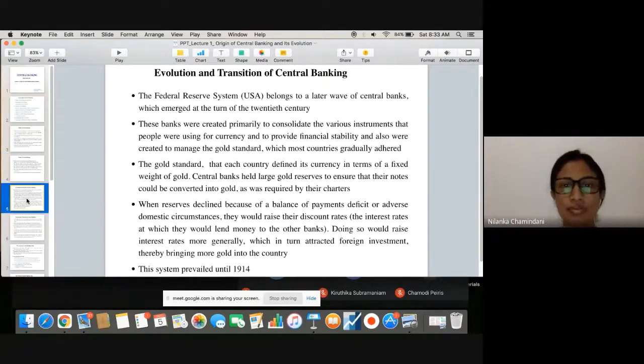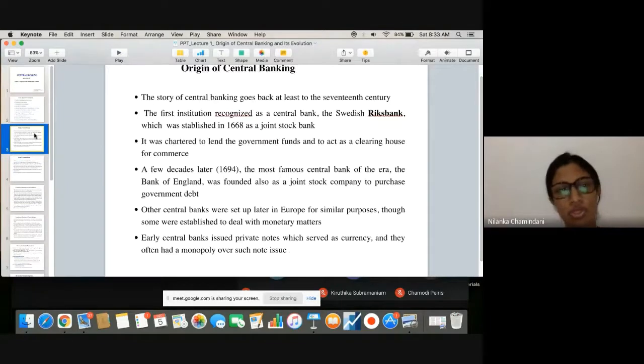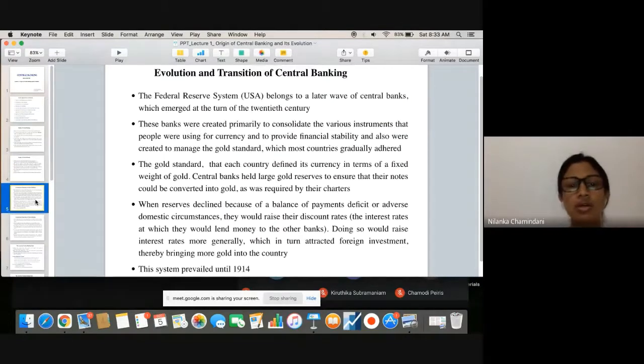Okay, now we have discussed the origin of banking. Now we are going to move forward to see how they evolved and how that transition happened. Transition means that they change their status to the next level. One important example here is the Fed Reserve System. The Fed Reserve Bank, we say in the USA, it is the central bank of the USA. It was actually the first bank established in the second wave of central banks, right?